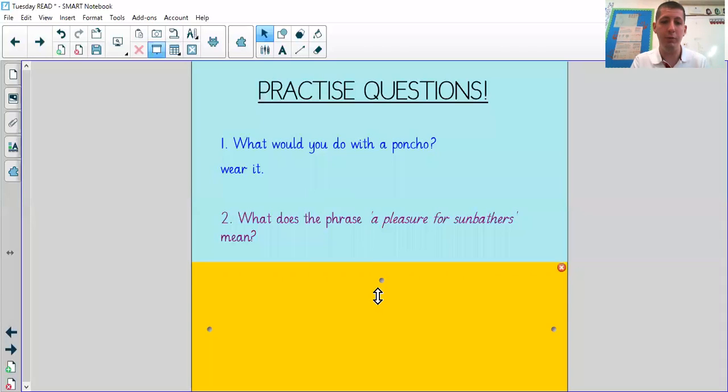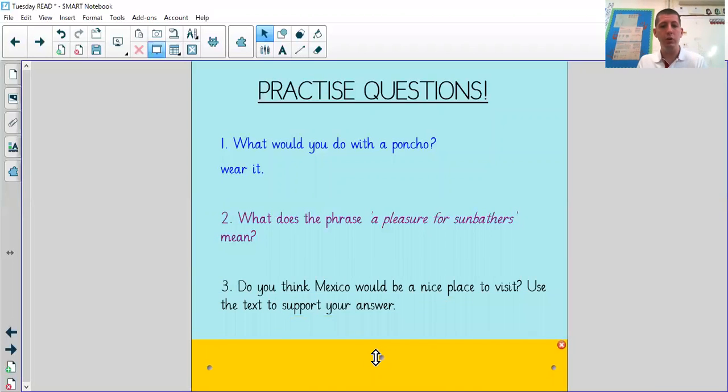Finally, question number 3. Do you think Mexico would be a nice place to visit? Use the text to support your answer. Now for this one, I need to answer with a yes or a no. Do I think that it would be a nice place to visit? So I need a yes because or a no because. And I need to think about what was in the text that makes me think that it would be either a nice place to visit or not a nice place to visit. So again, let's go back to the text.